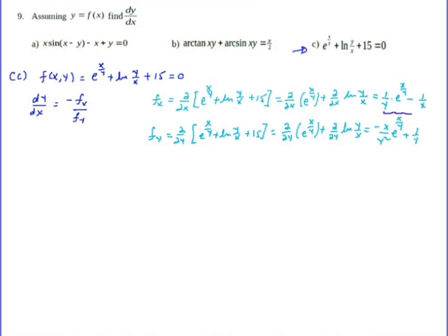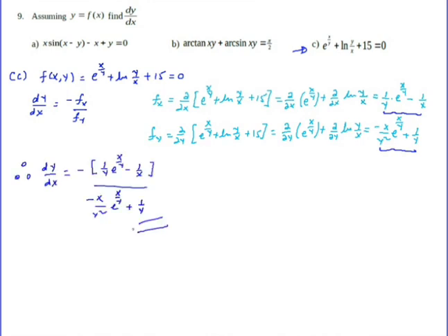This is fx and this is fy, therefore dy by dx becomes... okay, you can further simplify. For now, you can leave dy by dx like this. So this is how it works for implicit differentiation for a function of two variables.